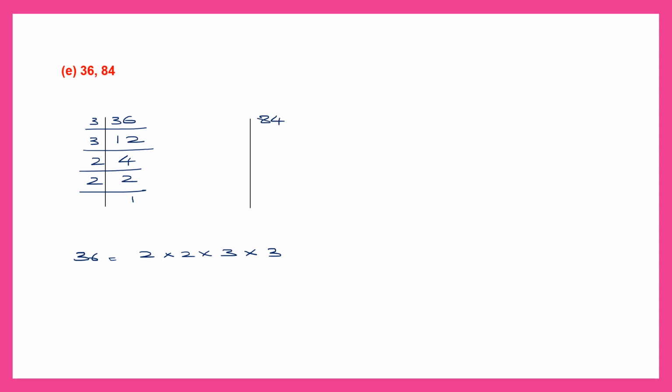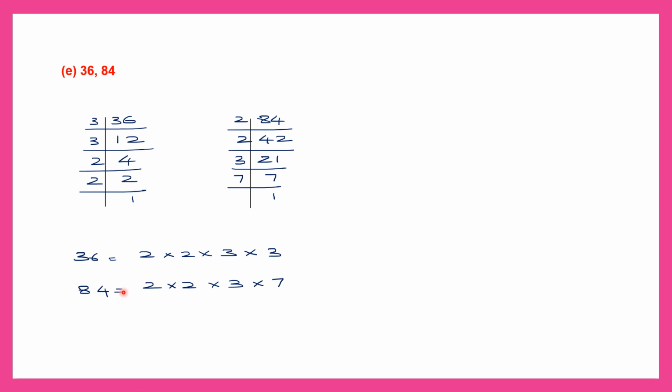Now let's get the prime factors of 84. So 84, we can begin with 2. 2 fours are 8, 2 twos are 4. Again, I can continue with 2. 2 twos are 4, 2 ones are 2, 21. This time I'll use 3. 3 sevens are 21. Now I'll use 7. 7 ones are 7. So we have used only prime numbers. 84, the prime factors are 2 into 2 into 3 into 7.